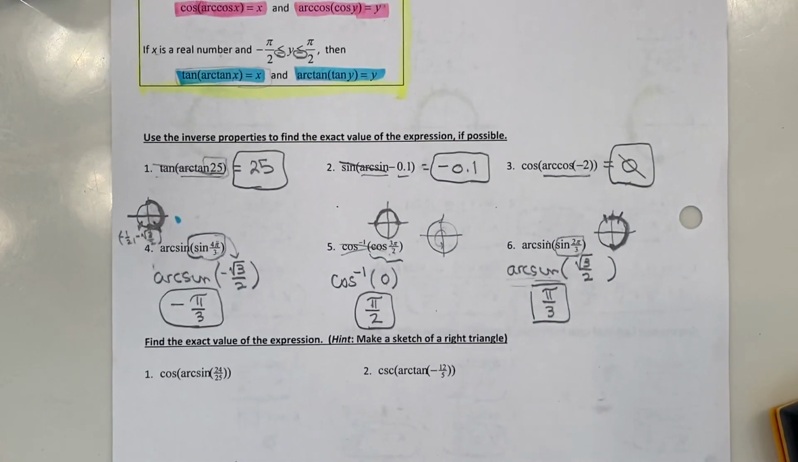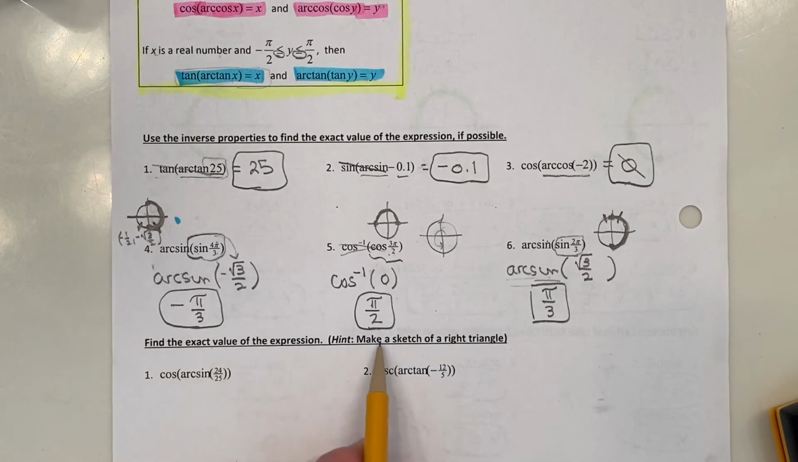All right, let's come down here to the last few questions, see how the directions change and what we should do here. Find the exact value of the expression. Hint: make a sketch of a right triangle. Finding an exact value typically means no calculator, so let's use right triangles to help us get the answer. And remember, you can always check your work by putting these problems into your calculator.